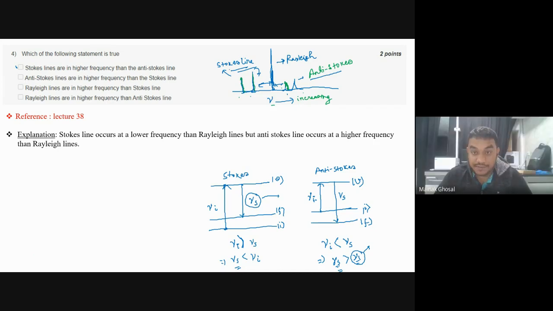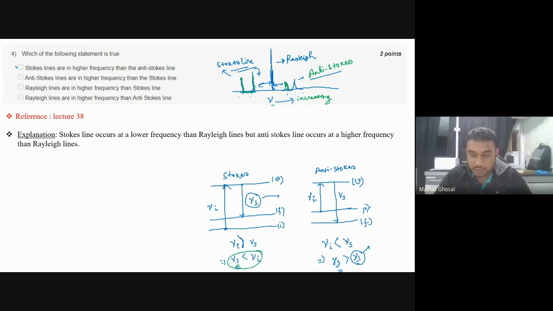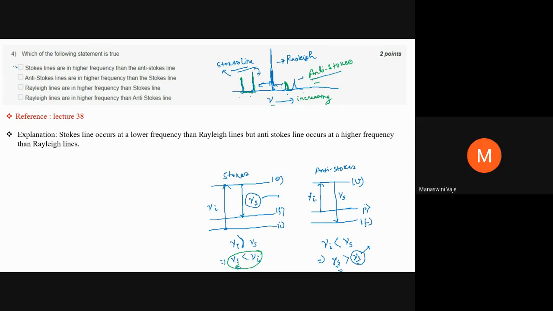Stokes lines are at lower frequency, you can see. We also derived that the frequency of Stokes will be less than that of the incident light. So higher will be the anti-Stokes line, then there will be the Rayleigh line, and the lowest will be the Stokes line. So your first option, saying the Stokes lines are at a higher frequency than the anti-Stokes line, is false.